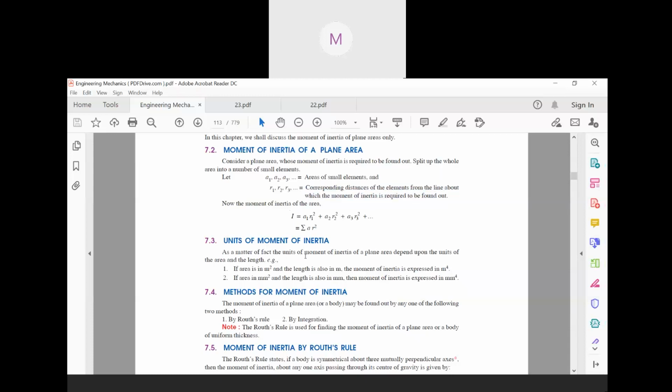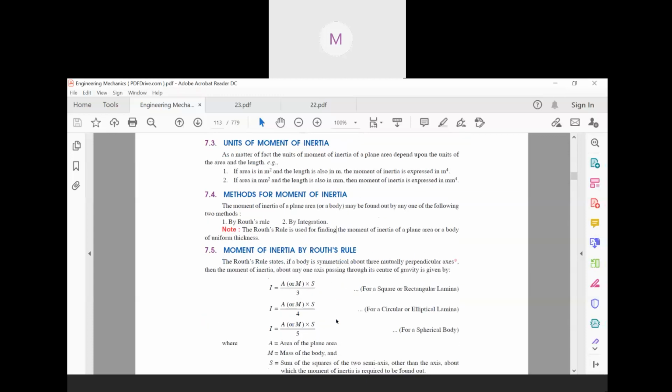Now what is the unit of moment of inertia? It is meter to the power 4 if the area is in meter square, and if the area is in millimeter square, then it is millimeter to the power 4. Now we'll have to find out how to find the moment of inertia. First of all is Routh's rule, and second is integration. We will discuss basically Routh's rule only.